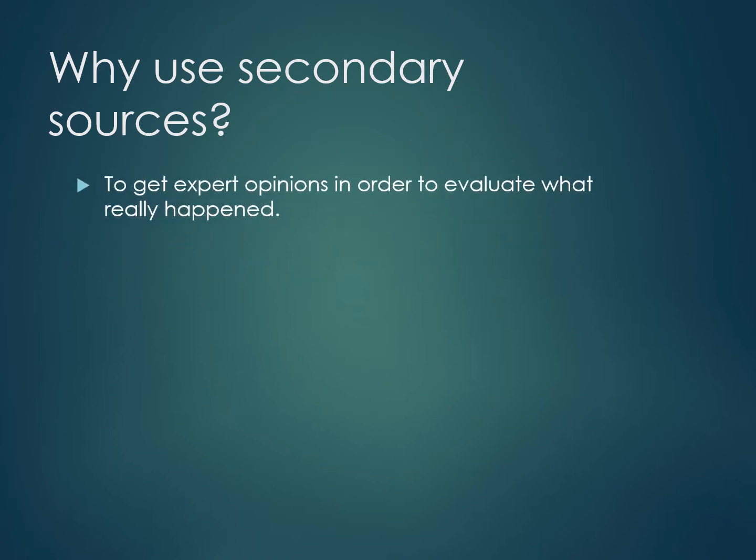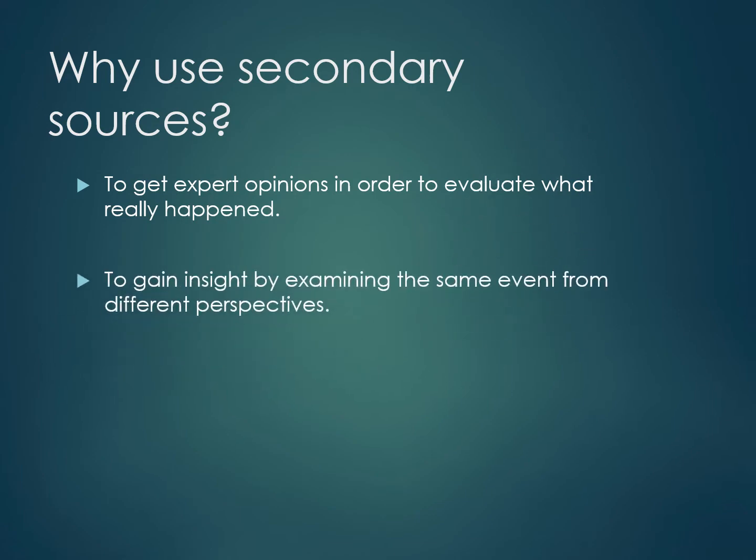So why use them? We looked at why we use primary sources, so why would we use secondary sources then? One reason is to get expert opinions in order to evaluate what really happened. So if we're studying some event in history, we might not know a lot about it. If we look at one of the primary sources, we might not really understand the context or what the picture or the diary is or what it's saying. So if we look at what an expert historian has already said about those, it can help give us a better idea of what happened.